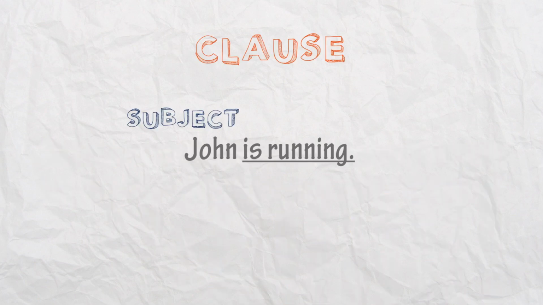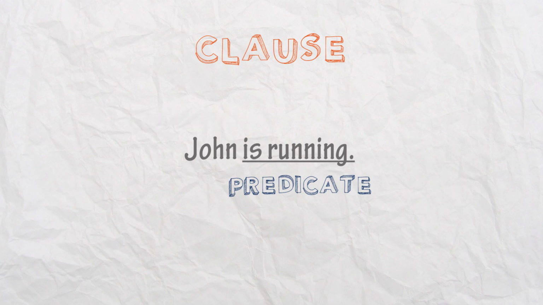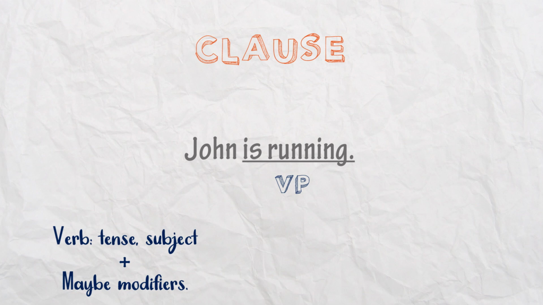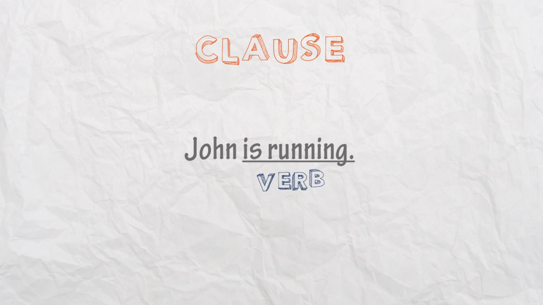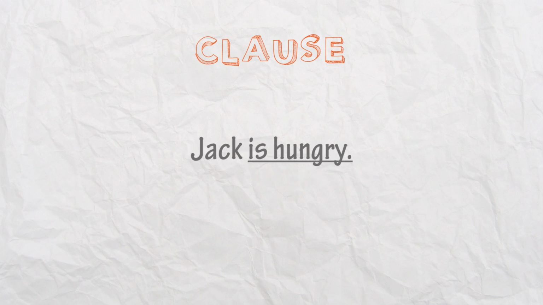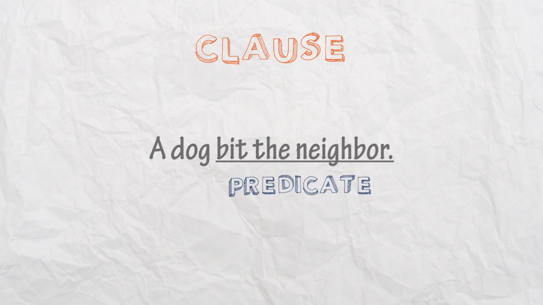A clause has a subject and a predicate. The predicate is basically the verb phrase. It has a verb that has a tense, and perhaps some modifiers. When you say "Jack is hungry," "is hungry" is a predicate, which is made up of a verb and an adjective phrase. When you say "A dog bit the neighbor," "bit the neighbor" is a verb phrase which consists of a verb and a noun phrase.